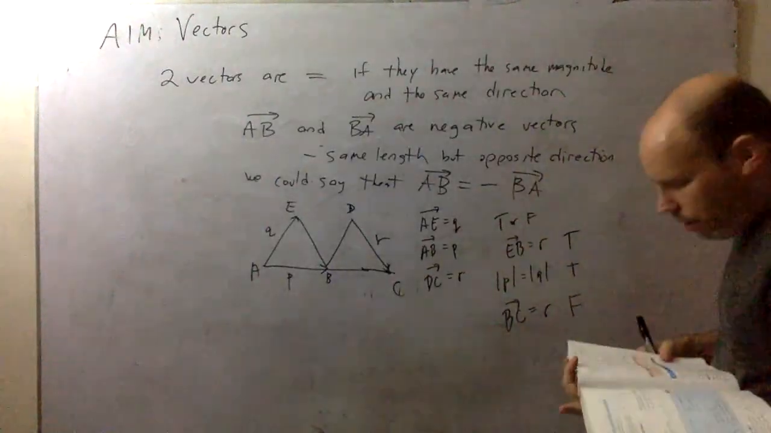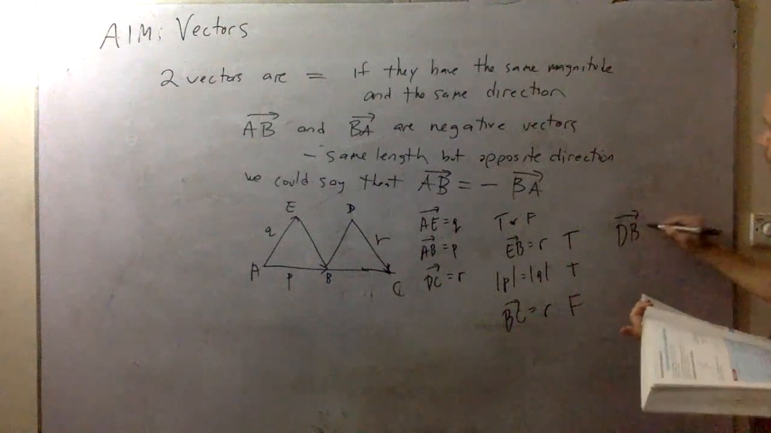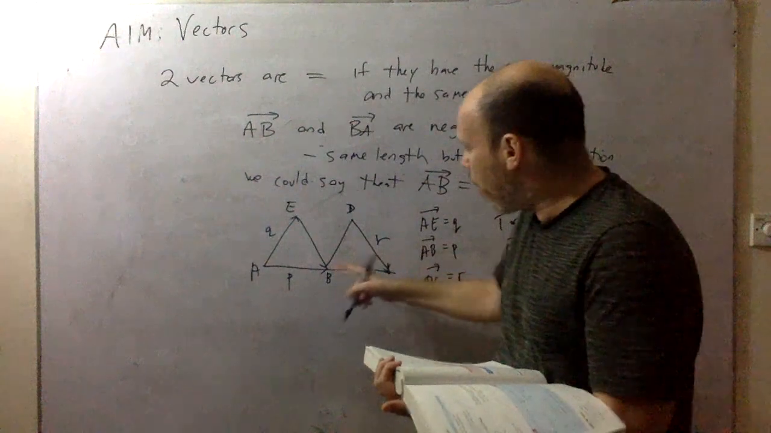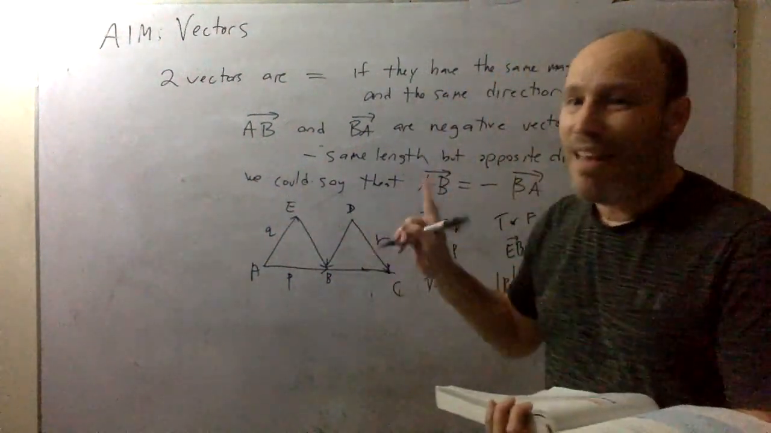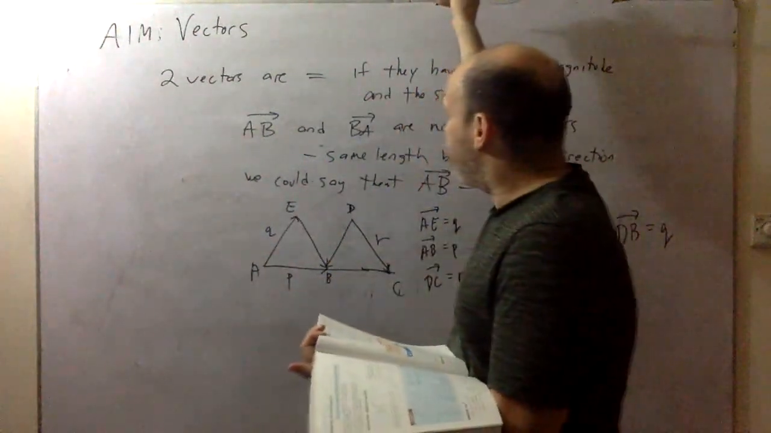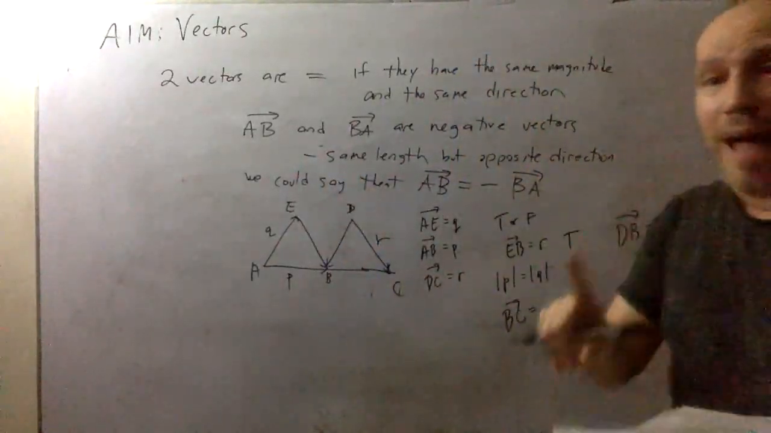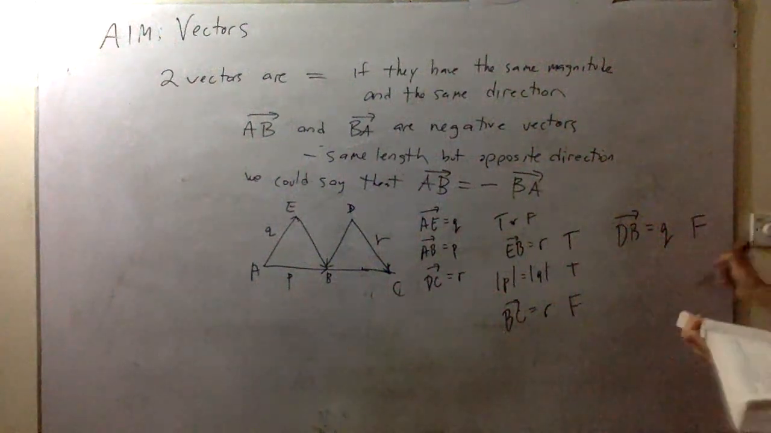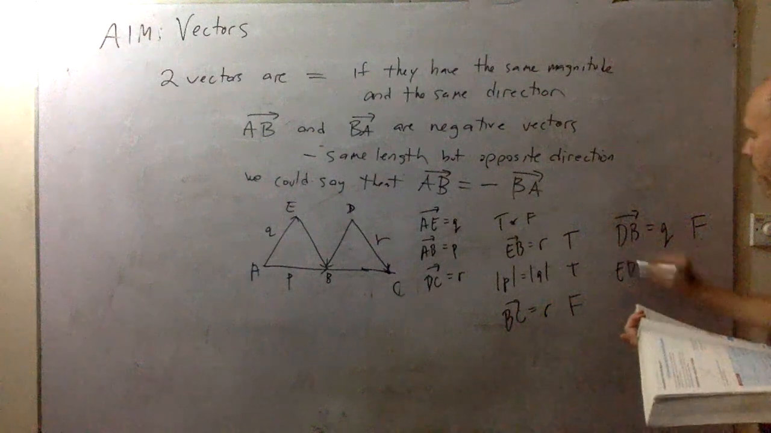Let's try another one. Vector DB is Q. No. Although it's the same magnitude, they're going in different directions. AE is going up. DB is going down. They're not equal. They may have equal magnitudes, but different direction. False.